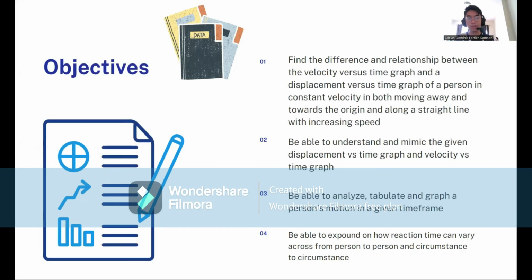So, the objectives of this experiment are: find the difference and relationship between the velocity versus time graph and a displacement versus time graph of a person in constant velocity, both moving away and towards the origin, and along a straight line with increasing speed; be able to understand and mimic the given displacement versus time graph and velocity versus time graph; be able to analyze, tabulate, and graph a person's motion in a given time frame; and be able to expound on how reaction time can vary from person to person and circumstance to circumstance.